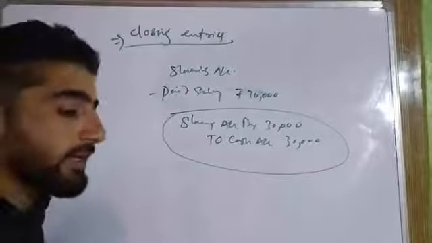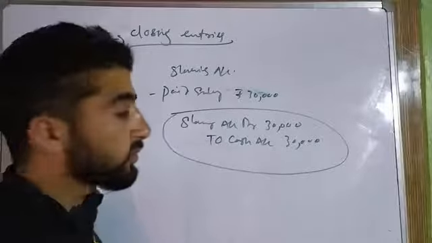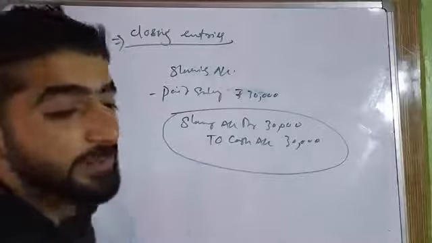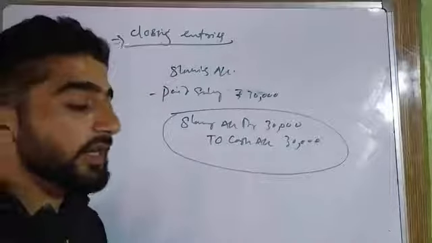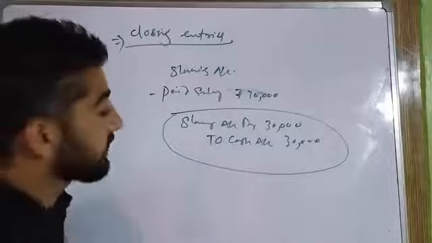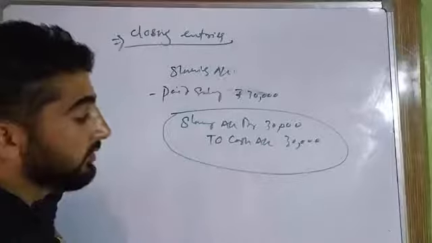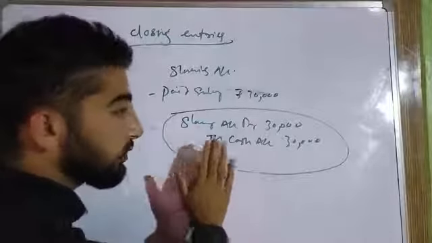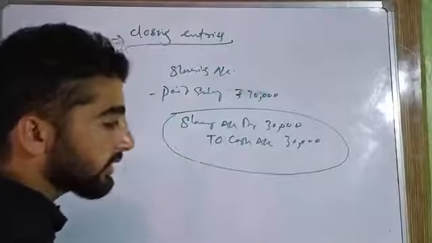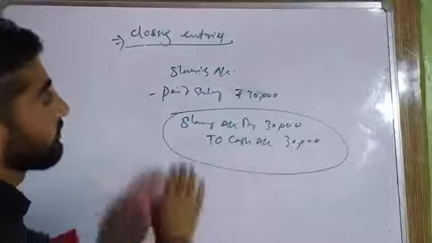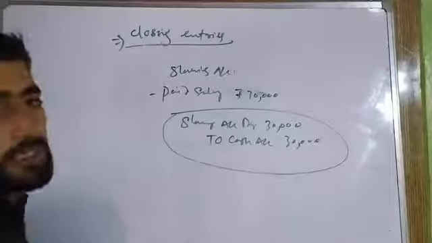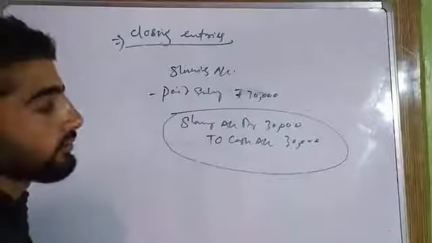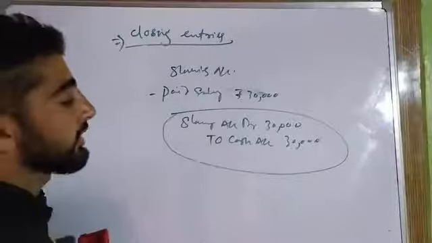But at the time of closing this salary account and transferring its balance to the trading and profit and loss account, because this account is a nominal account, we will have to do a closing entry. At the time of closing this salary account and transferring it to the trading and profit and loss account, what we have to do? We will have to do a closing entry. How will we do this closing entry?